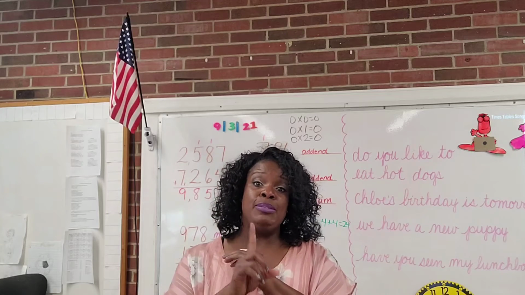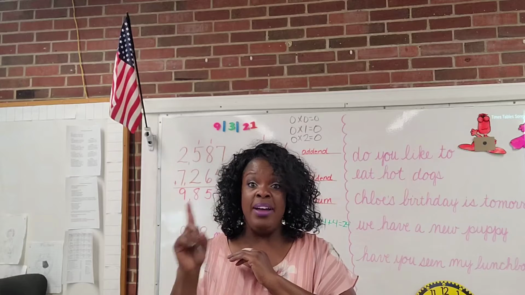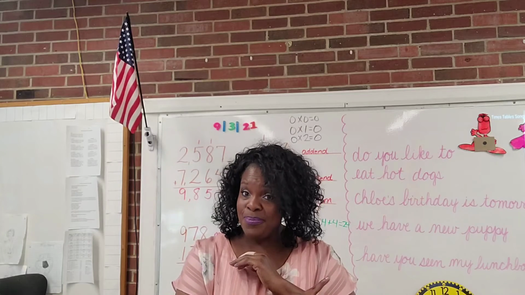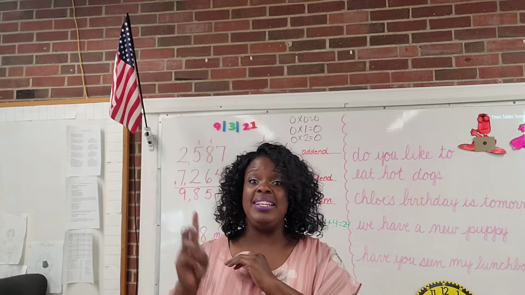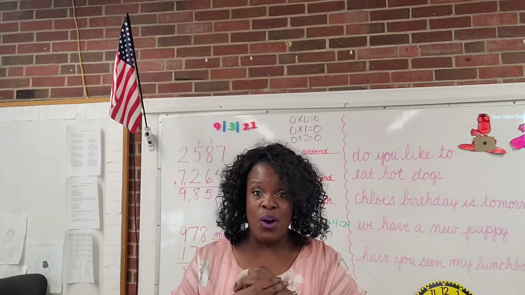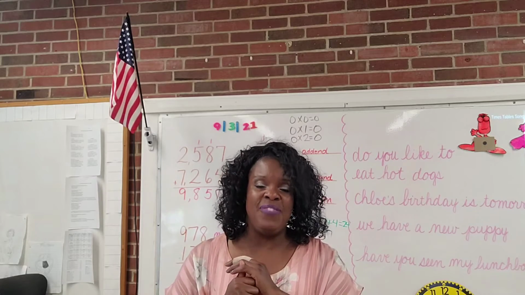So 0 times 1 equals 0. 1 times 1 equals 1. 2 times 1 equals 2, good. 3 times 1 equals 3, good. 4 times 1 equals 4. 5 times 1 equals 5.